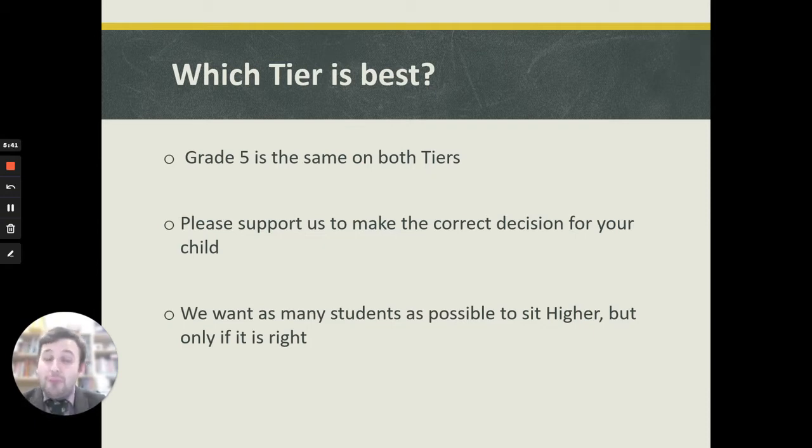We will use our experience, the data that we've seen, to make sure that they are on the right tier for them, and if a tier change needs to happen, we will inform you and keep you in those discussions. We want as many students as possible here at St Peter's to do the higher tier, but only if it's right for them, as we wouldn't want anybody to fail to get a GCSE because we're pushing them onto the paper that they are not ready for.